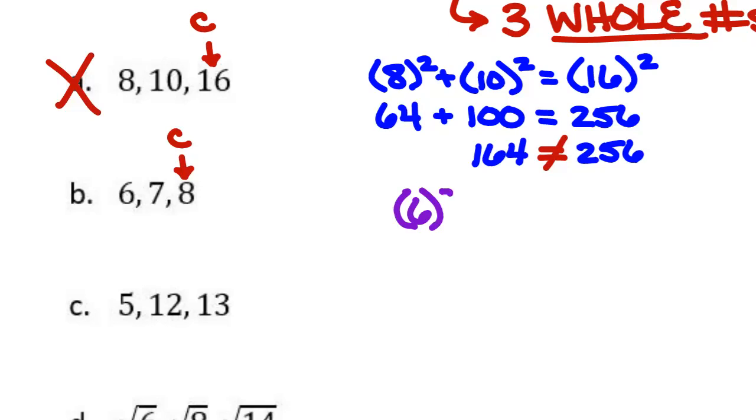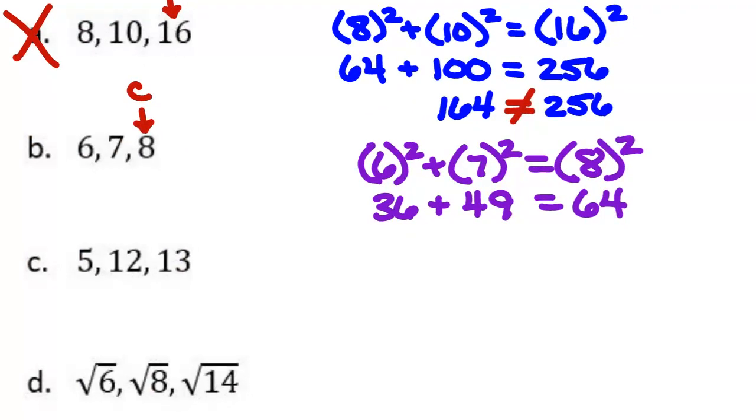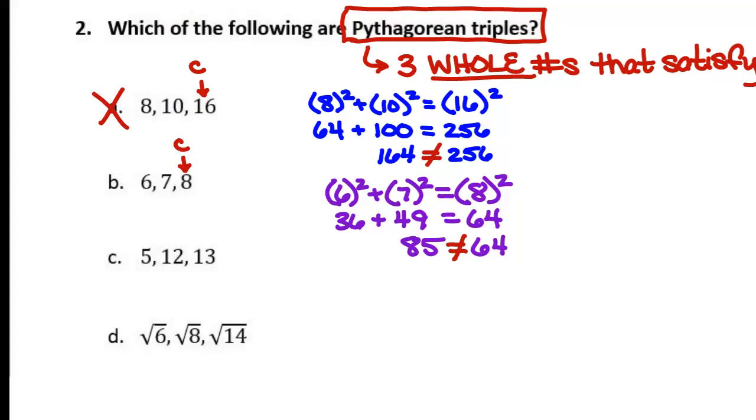6 squared plus 7 squared needs to come out to be equal to 8 squared if this is a Pythagorean triple. So 36 plus 49 equals 64. What's 36 plus 49? 85. Did that come out to be 64? So is it a Pythagorean triple? No.